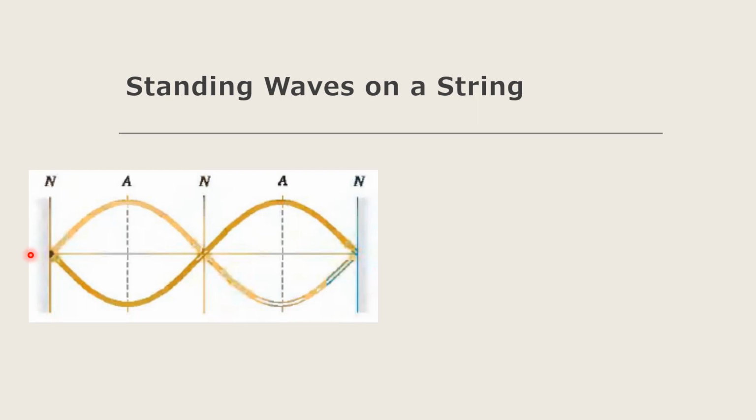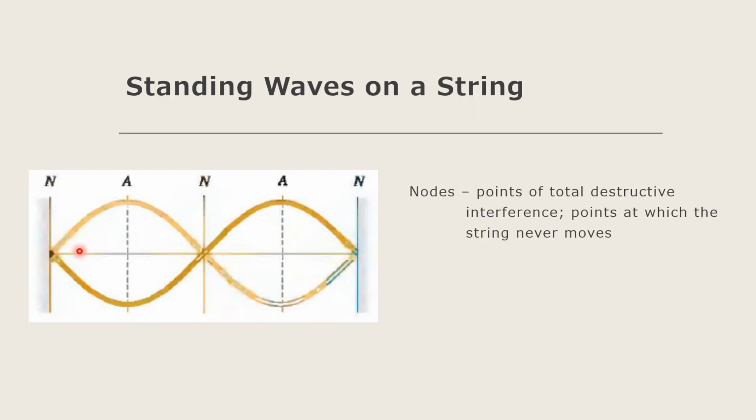These points are called nodes. So these are the locations of the nodes. This is an example of a standing wave pattern. These are examples of nodes. These are points wherein total destructive interference occurs. This is a node, this one is also a node, and also this one. At a node, the displacements of the two waves are always equal and opposite and cancel each other out.